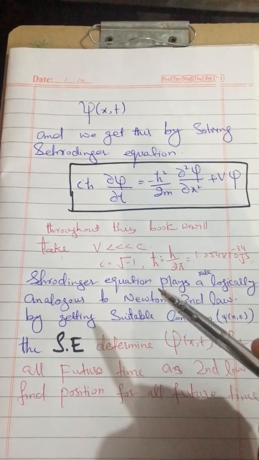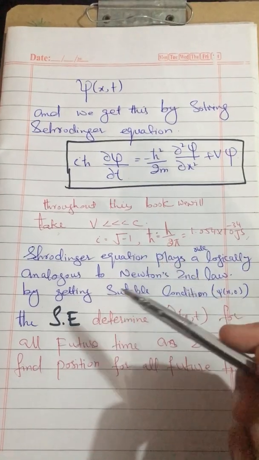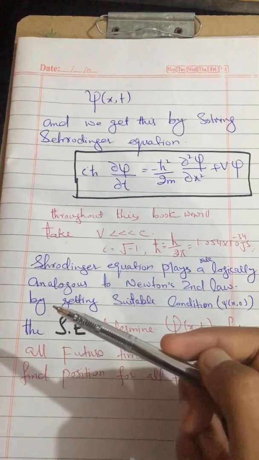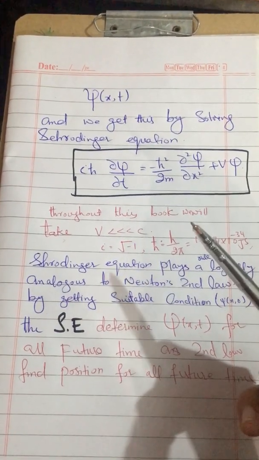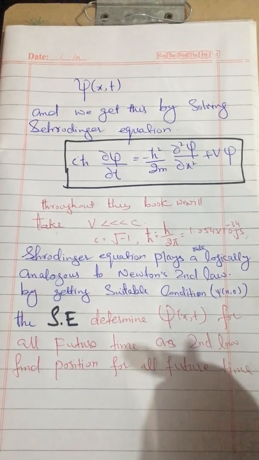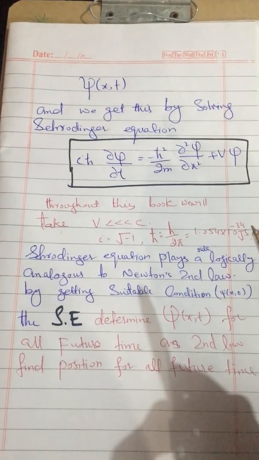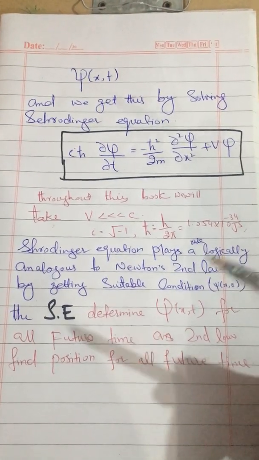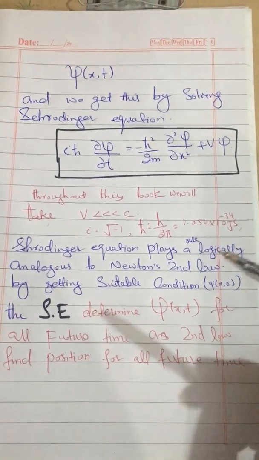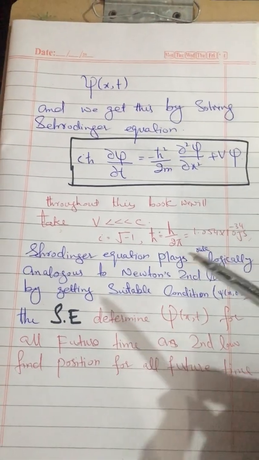So the Schrodinger equation is analogous to Newton's second law, but Newton's second law can only deal with classical mechanics, and the Schrodinger equation can deal with quantum mechanics. Now, the Schrodinger equation can determine psi(x, t) for all future times. As you know, Newton's second law can also find position for all future time. So the Schrodinger equation can also find the wave function for all future time, under suitable conditions.